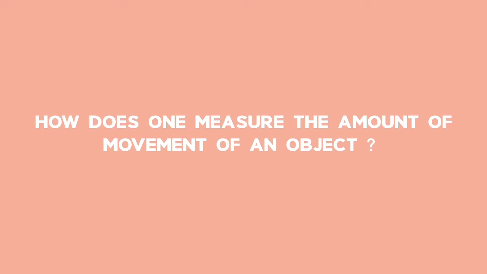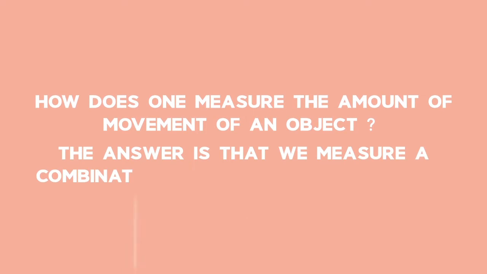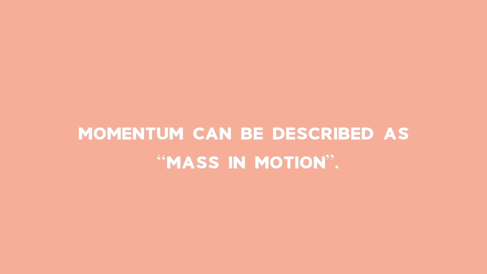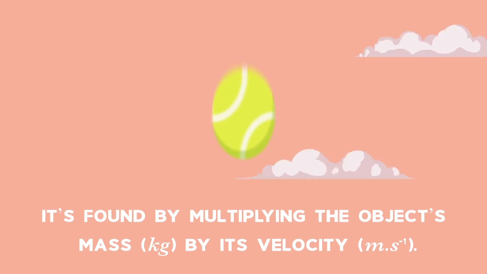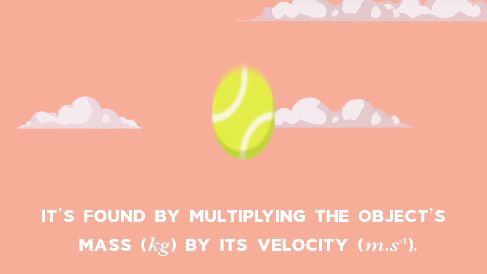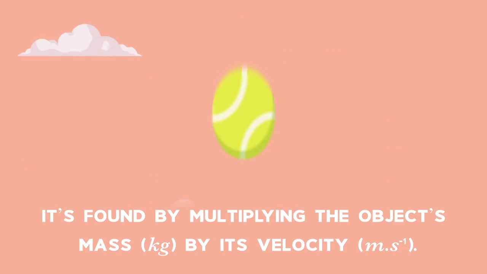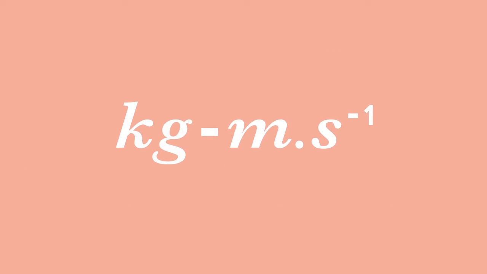But how does one measure the amount of movement of an object? The answer is that we measure a combination of its mass and velocity. Momentum can be described as mass in motion. It's found by multiplying the object's mass in kilograms by its velocity in meters per second. So the combined unit is kilogram meters per second.